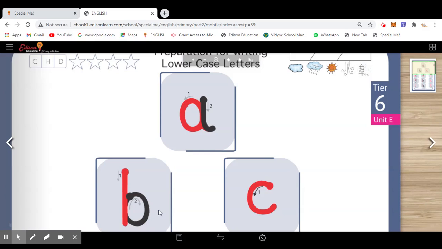Also you can use the sand tray so that you can trace it in that tray. Okay, you can practice tracing these letters in sand tray also, right? Now look at the next letter. Which letter is this? This is letter C.